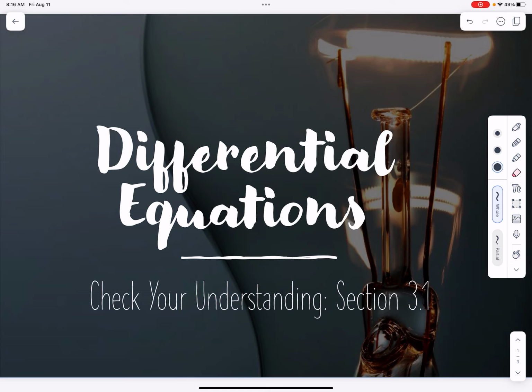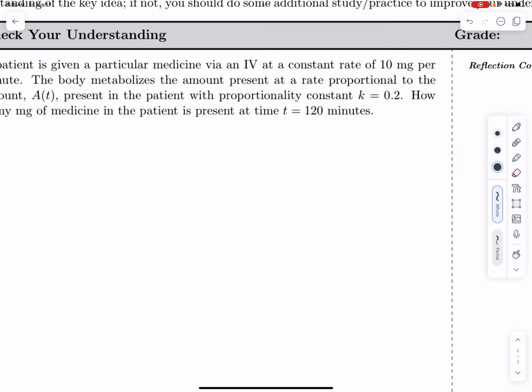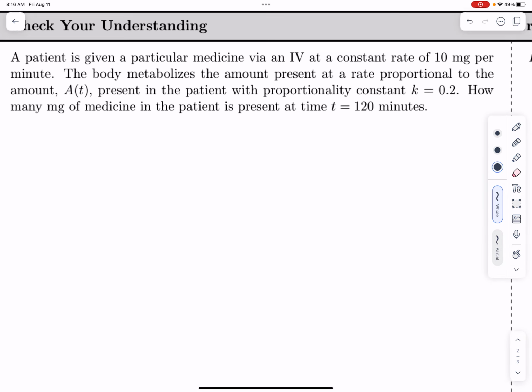Hey, Dr. Clark coming back at you with another differential equations video. This time we're doing a check your understanding on section 3.1. That section is all about modeling. So let's take a look here at the problem they've given us.